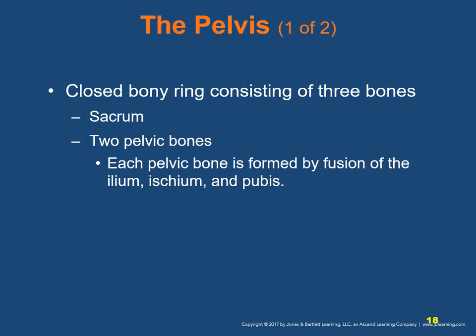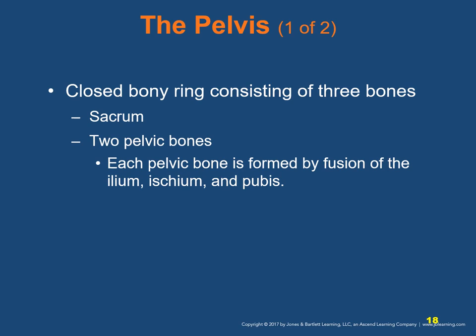The pelvis is a closed bony ring consisting of 3 bones: the sacrum, which is the fused vertebra in the back, and 2 large pelvic bones. Each pelvic bone is formed by fusion of the ilium, ischium, and the pubis. These 3 bones are joined posteriorly by the sacrum.